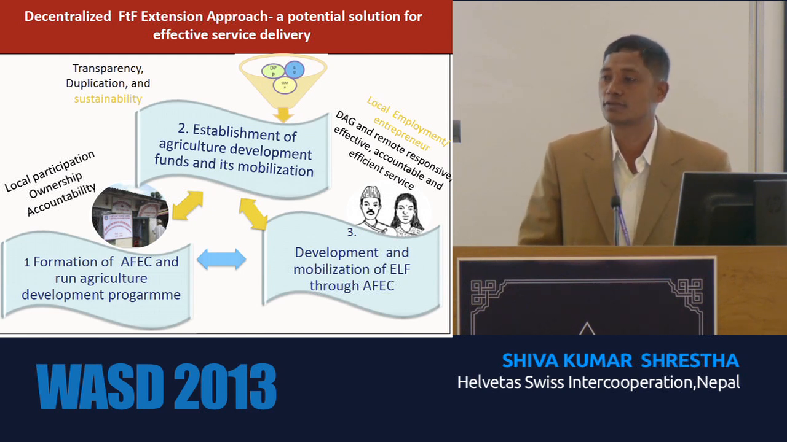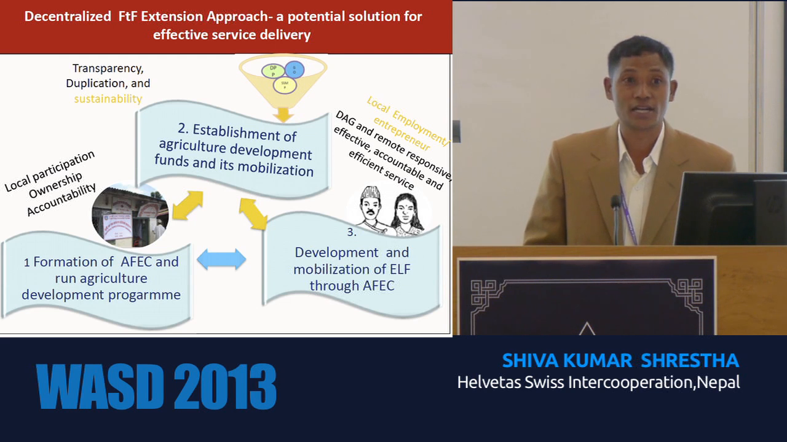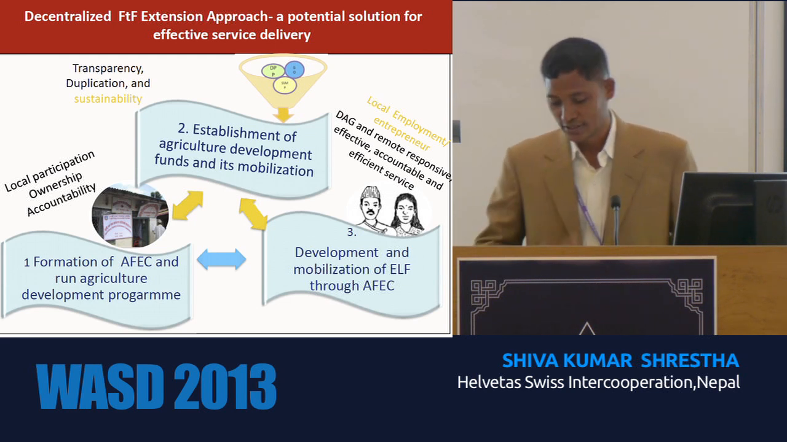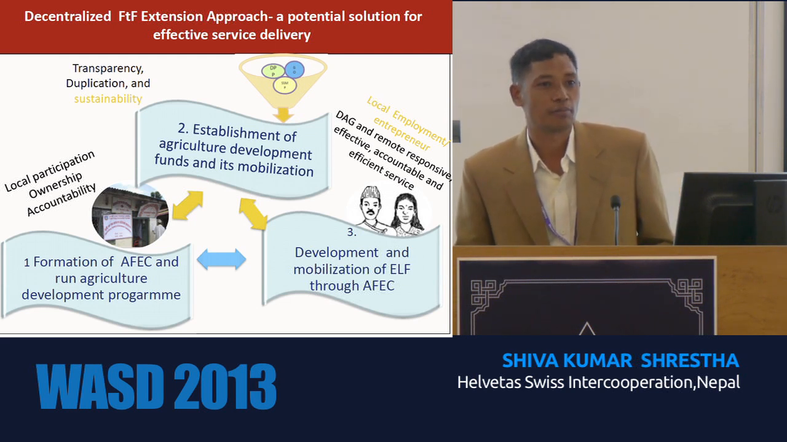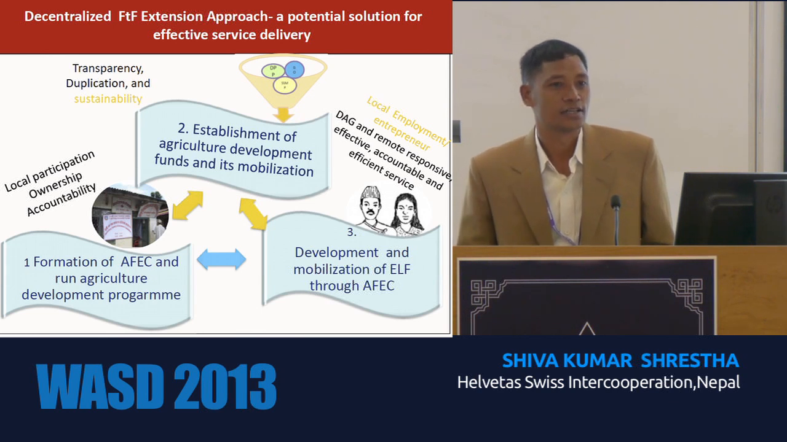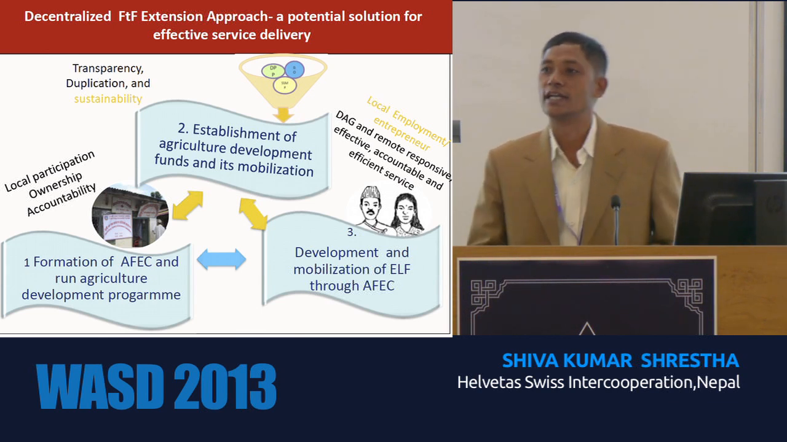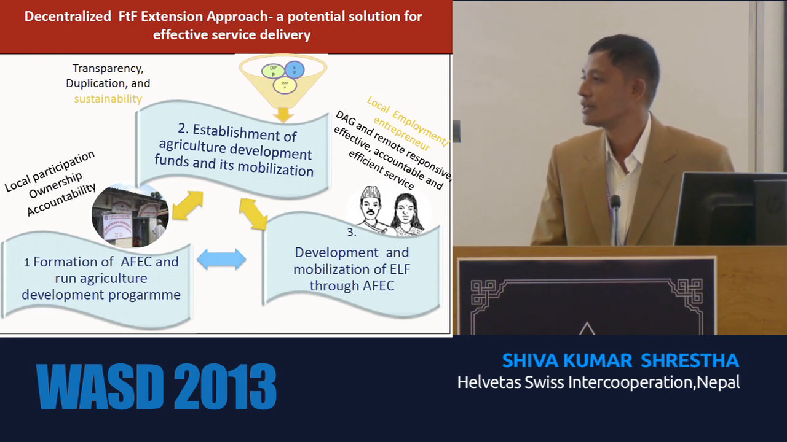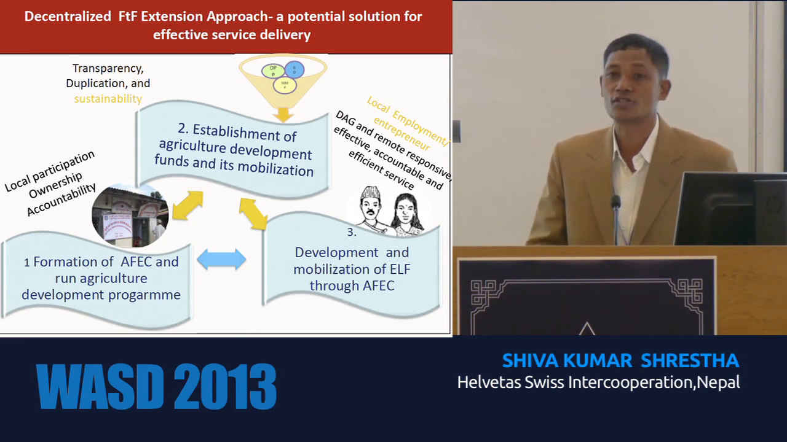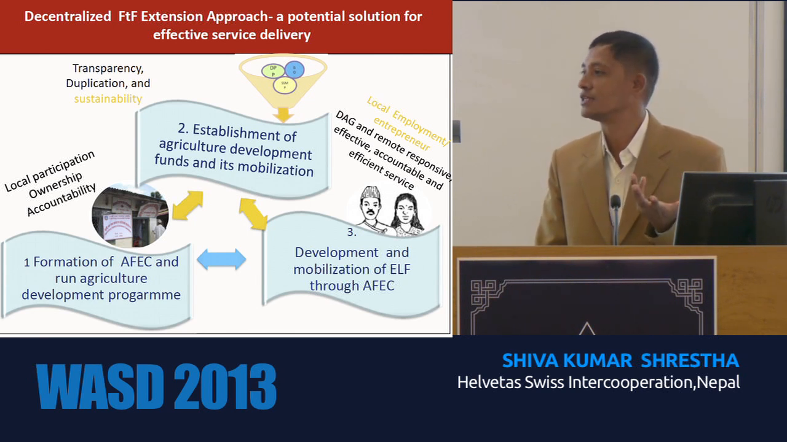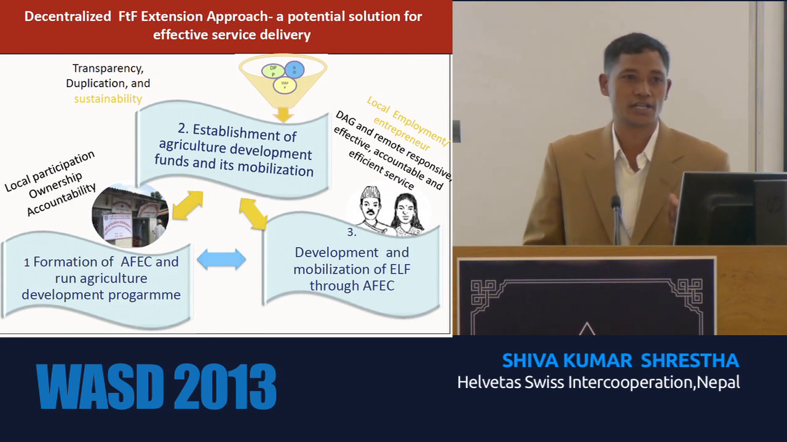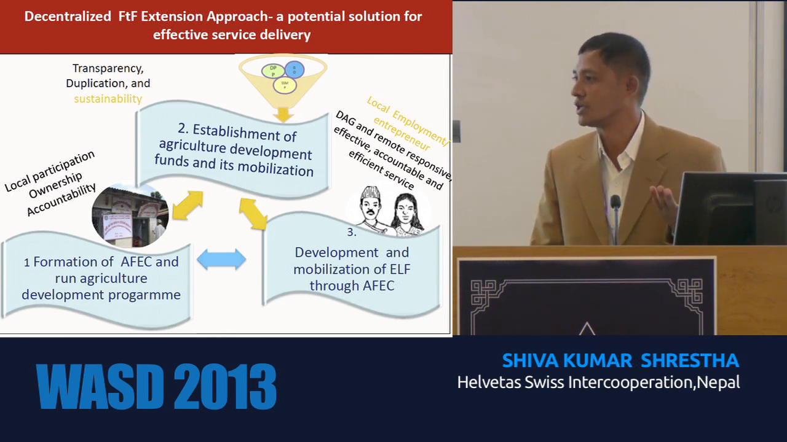And as I mentioned, there is a lack of funding, and even though more than 29 bilateral and multilateral organizations are working in Nepal in the agriculture sector, they are working in their own way. And the service provided to the community is very much fragmented. Even the local government does not know what DFID is doing, what USAID is doing, what SDC is doing, what FAO is doing.